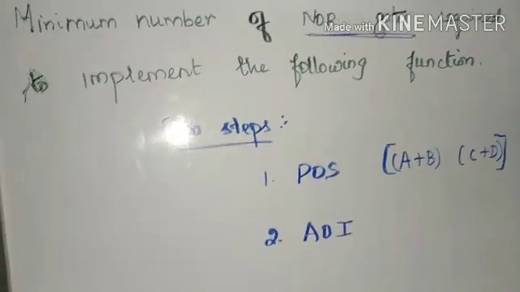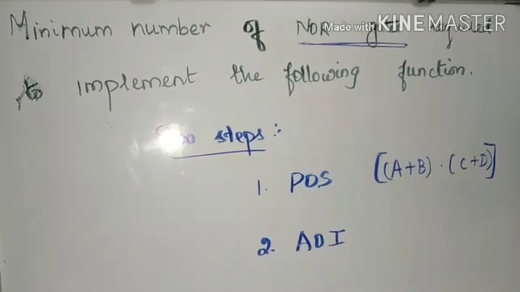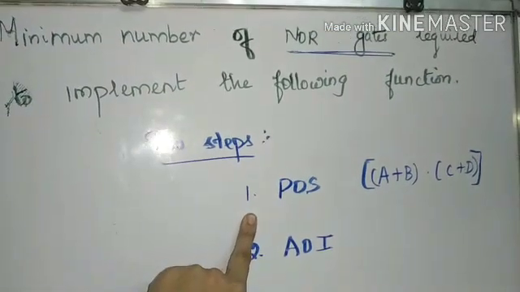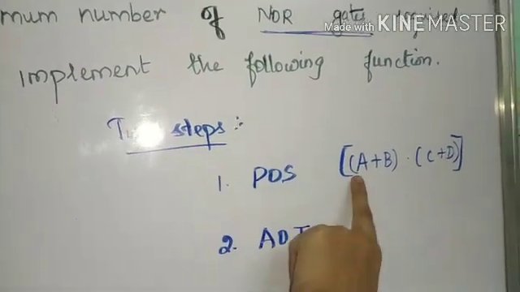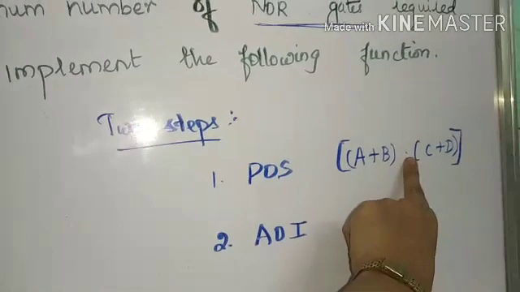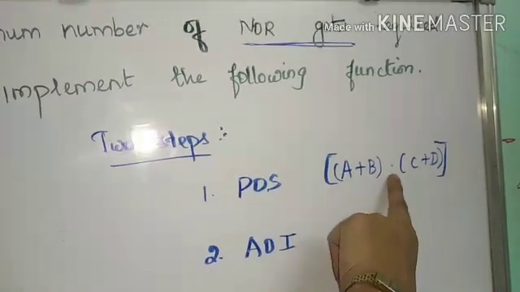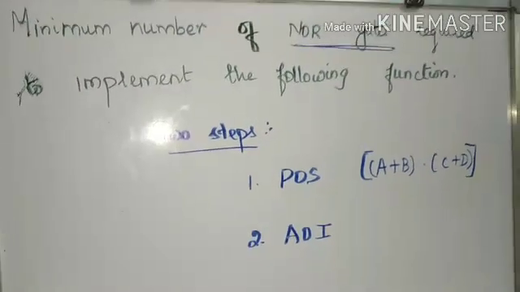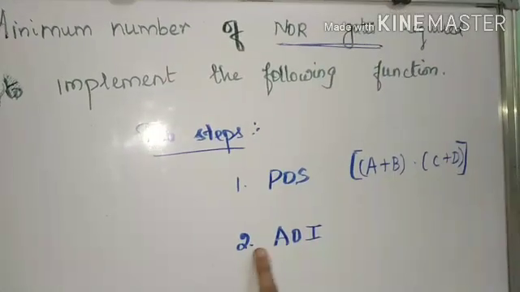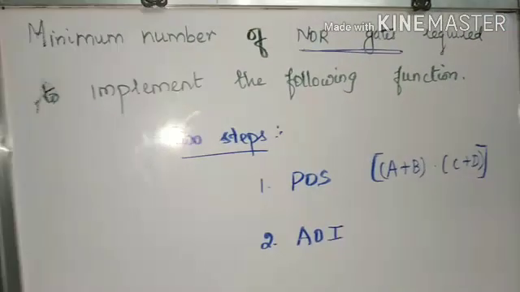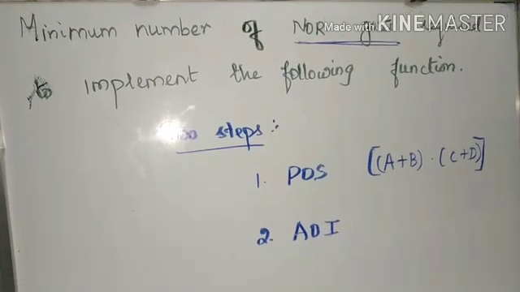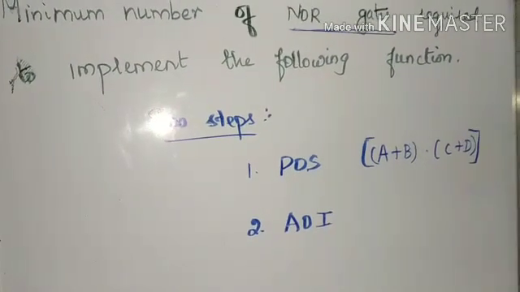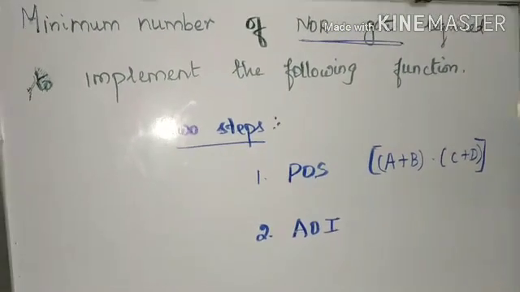In this session we are going to see the minimum number of NOR gates. For NOR gate we should follow POS format. POS means product of sums. Here we have two sum terms, and at the center we have a multiplication symbol, the product symbol. So we are taking the product of these two sum terms. Have you all understood? Our second step is the AND-OR implementation of the given function. So after converting the given function into POS format, we have to implement it in AOI format.